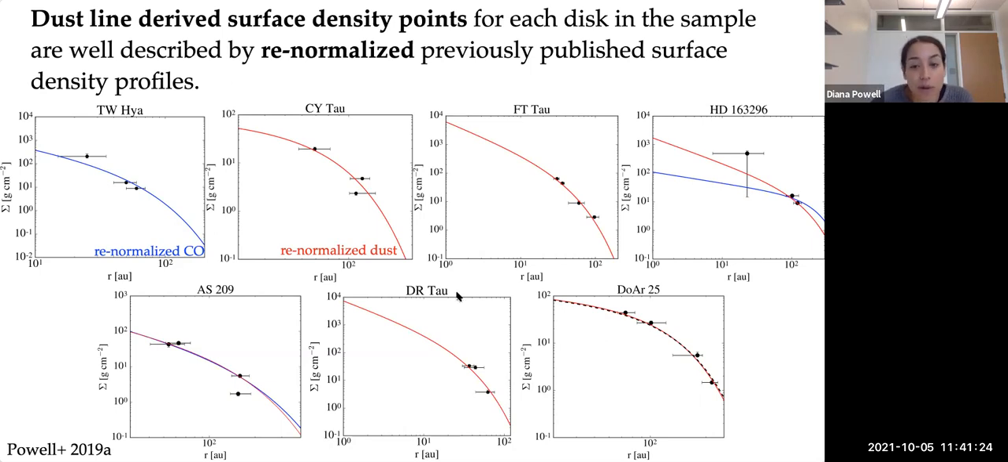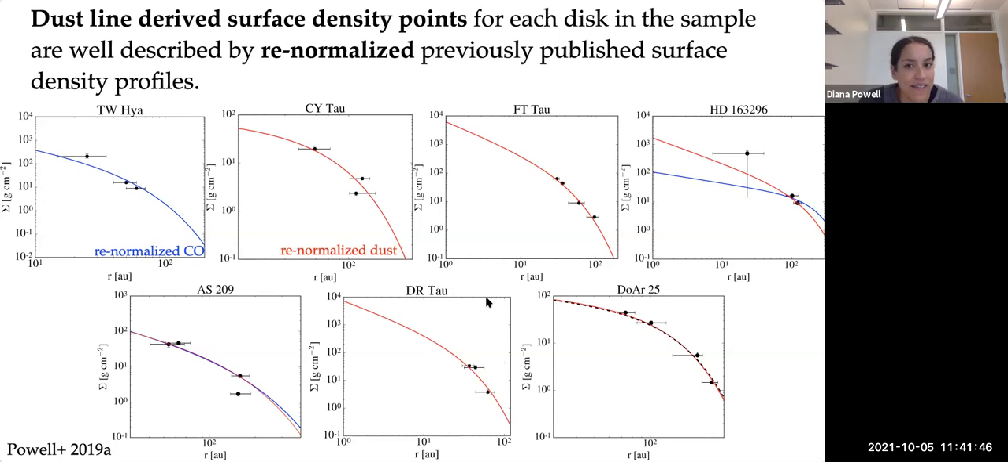And so if we had many more points from dust lines, we could just directly fit the profile shapes, as shown here in the dashed line for the disk around DoAr 25. But right now we can match previous profiles quite well. And notice that these profiles do not all have the same slopes, and the dust line derived points are not all straight lines, and instead follow the curves of these profiles.